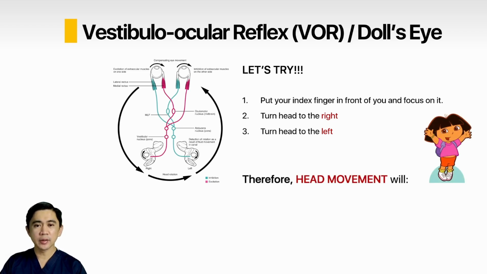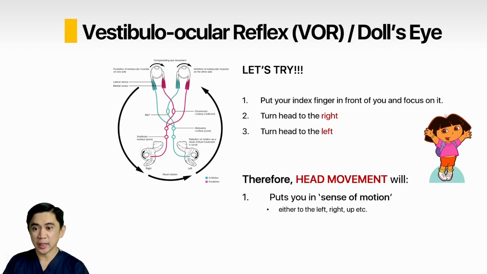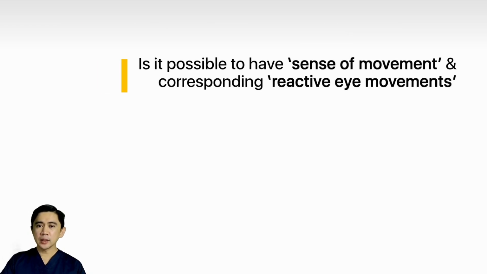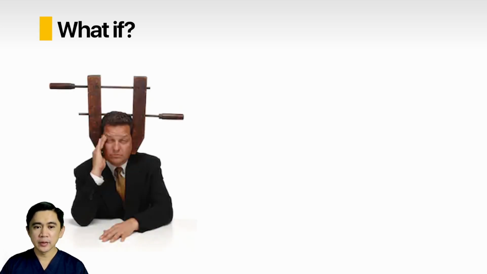Okay. So therefore, head movement will, number one, put you in a sense of motion. Of course, when we move our head, there will be a sense of motion, either to the left, to the right, up and down, depends. And number two, head movement, there will be corresponding reactive eye movements on the other side, and that is Bell's eye. So, is it possible to have that same sense of movement and corresponding reactive eye movements without actually moving the head? Okay, so what if we lock our head so that there will be no head movement?